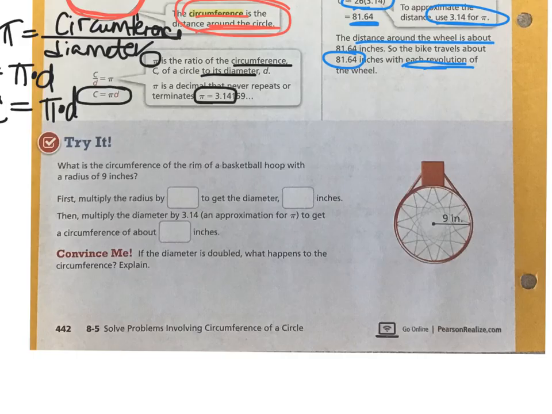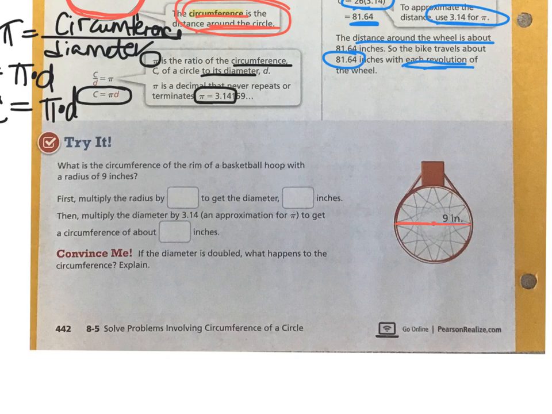Now let's look at the try it question. What is the circumference of the rim of a basketball hoop with a radius of 9 inches? So 9 inches is only half the distance across that circle, and what we really need here is a diameter, or the distance all the way across the circle and going through that center. So instead of a radius, we need the diameter.